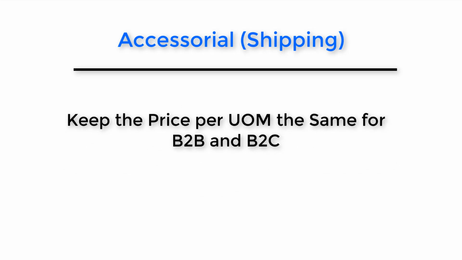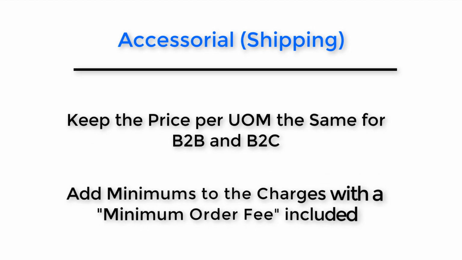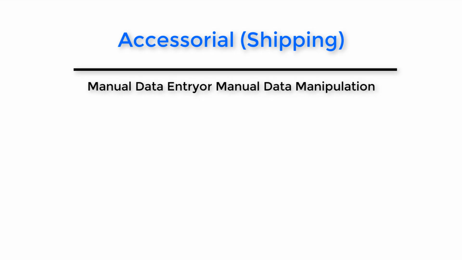The recommended strategy is to keep the price per unit of measurement the same for B2B and B2C, but to add minimums to the charges and also add a minimum order fee charge. This will protect any B2C orders and ensure that sufficient revenue and profit is made on orders such as single line quantity 1.